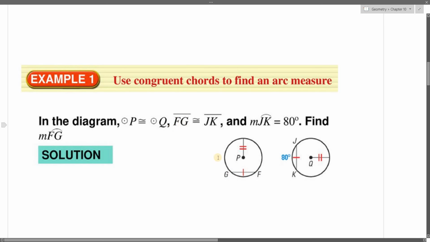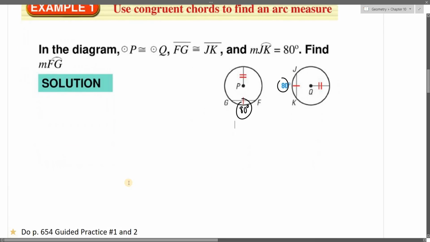And so it says FG, so I'm looking for it. This bottom line here is congruent to JK. So the two chords are congruent, and the measure of arc JK is 80 degrees. So here it is. Then it says find FG. All right, so what we just said was because these two chords are congruent, therefore the two minor arcs that were produced are also congruent. So this one over here is 80, the one over here will also be 80. So there's your solution to that particular problem.